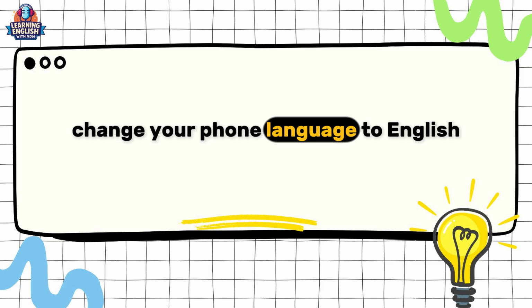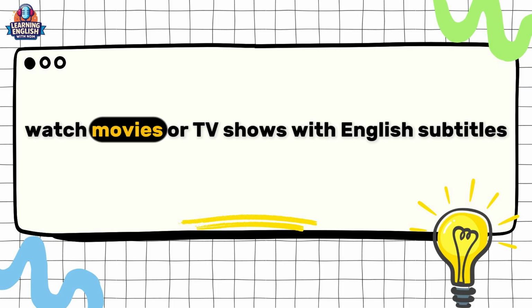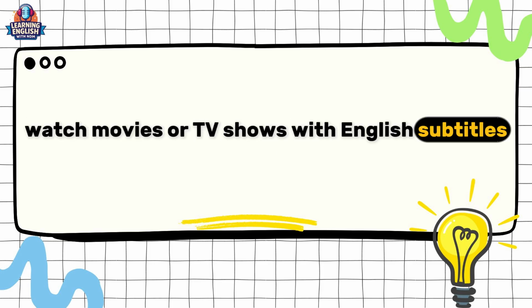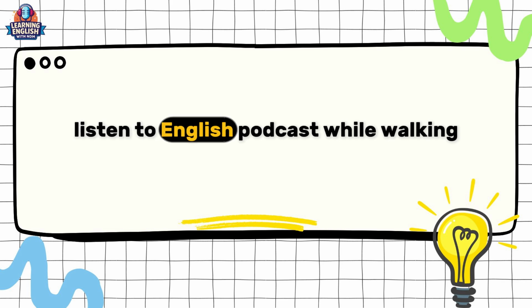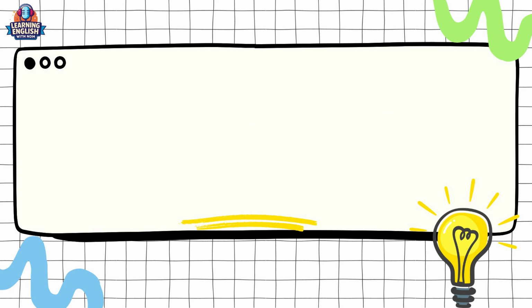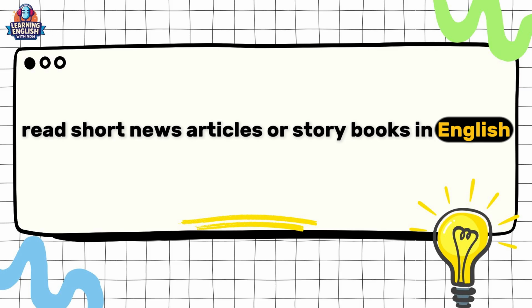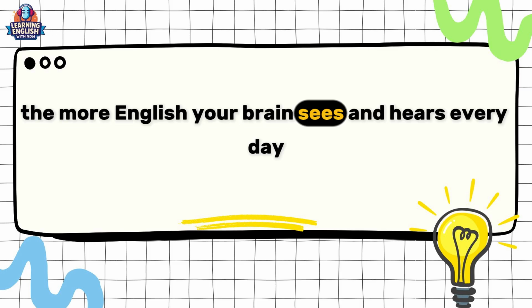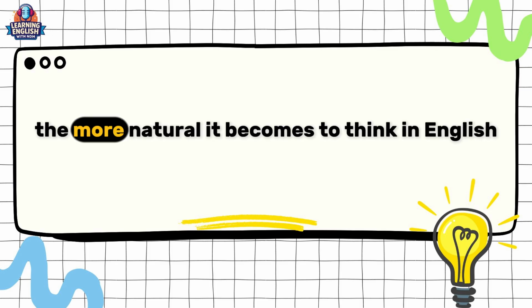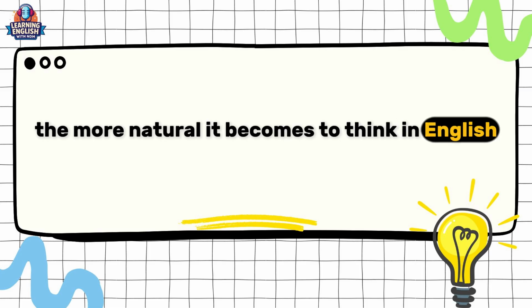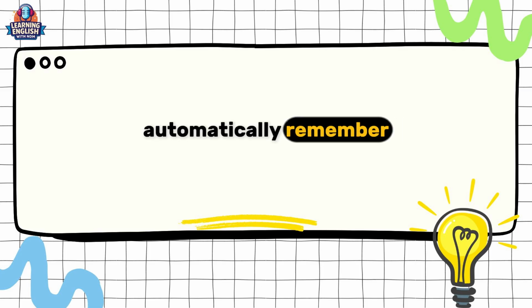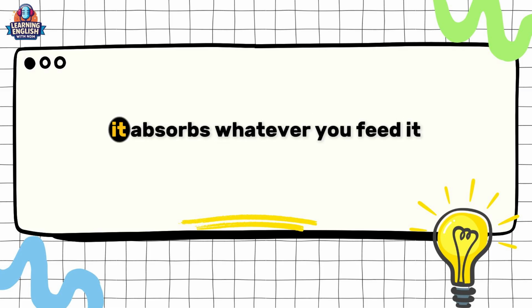Change your phone language to English. Watch movies or TV shows with English subtitles. Listen to English podcasts while walking. Read short news articles or storybooks in English. The more English your brain sees and hears every day, the more natural it becomes to think in English automatically. Remember, your brain is like a sponge. It absorbs whatever you feed it.